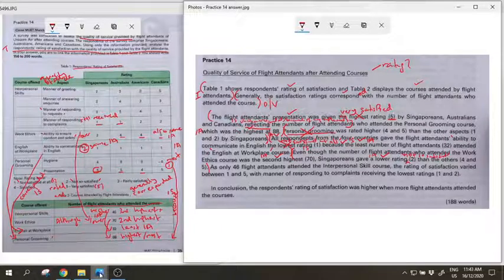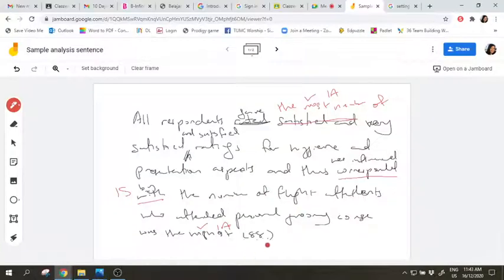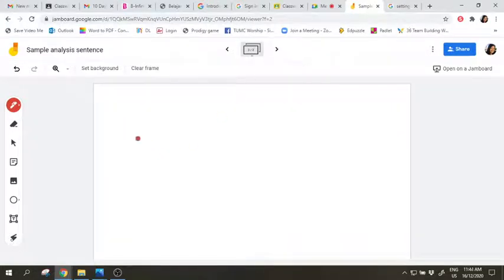No. What you can do is just a bit more creative. Let me show you. What you can do is you can just put here: give a lower rating, okay, not so satisfied, dash two. You can put like that.